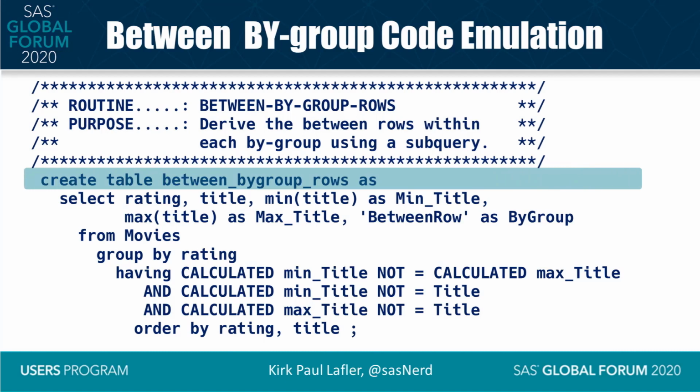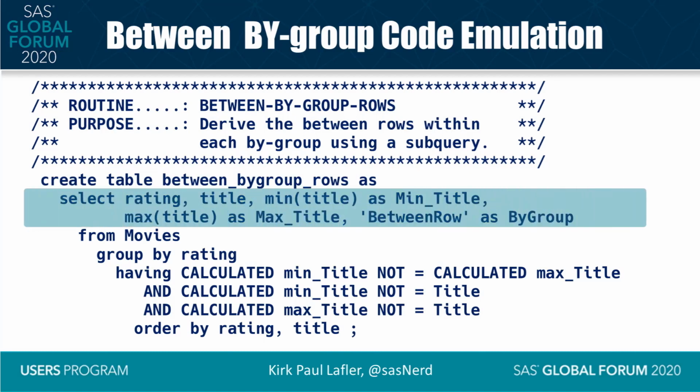We're going to select the columns of interest from the movies table, rating, title. I'm going to create dynamically the min title using the min function and the max function for max title. And I'm also going to dynamically create the by group variable with the value between row. I don't necessarily have to have the min title and the max title, but to make this work and show the results correctly, it is important.